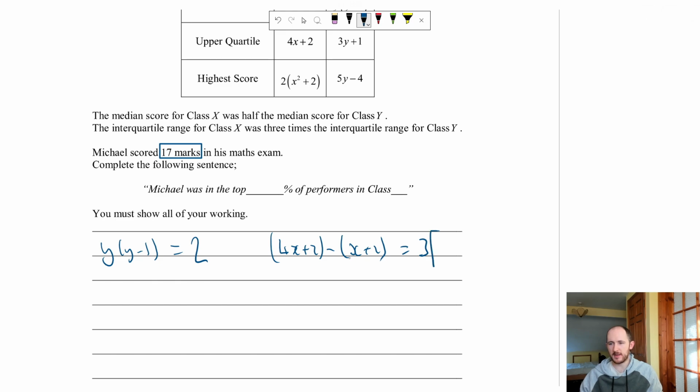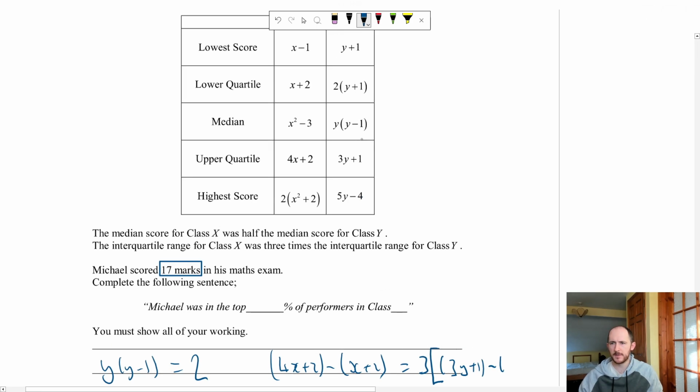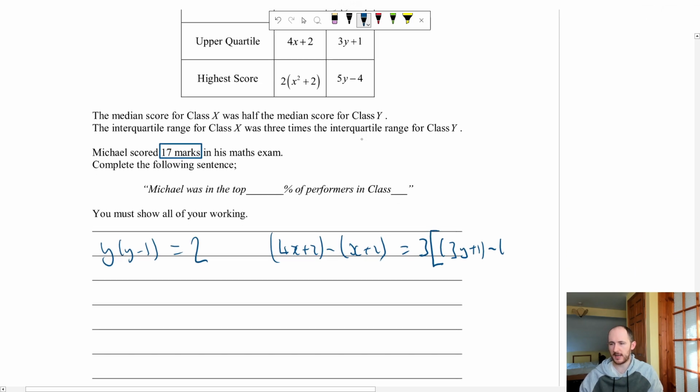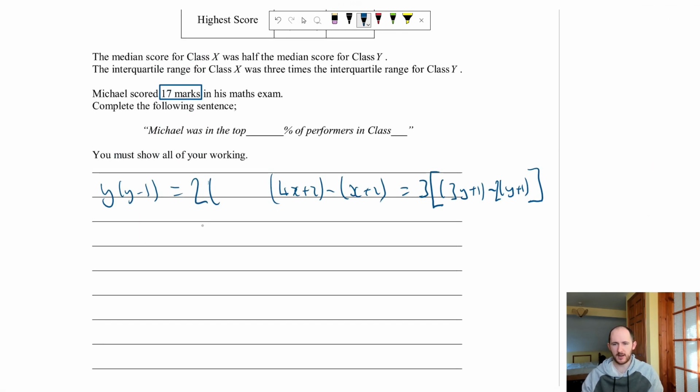So it means I might want to use a bit of nested brackets here. Upper quartile for y is 3y plus 1. Again, I'm going to use brackets just to make sure my signs all match up. And 2y plus 1. Okay, so minus 2y plus 1, like so. I just realised I didn't write the median for x. X squared minus 3. There we go.